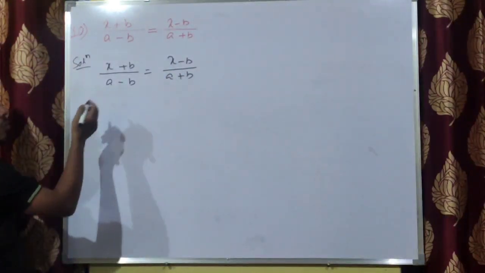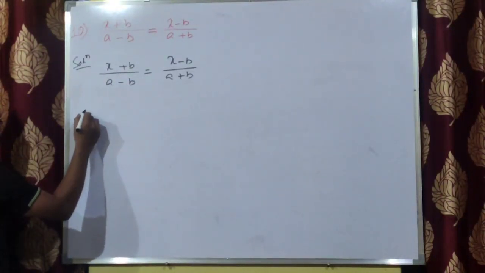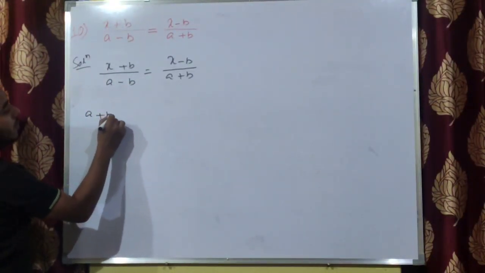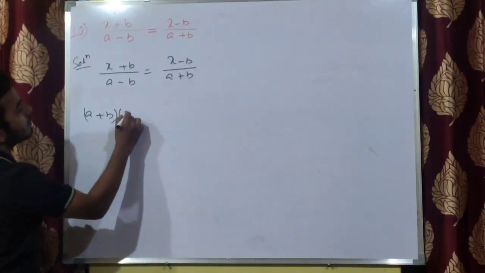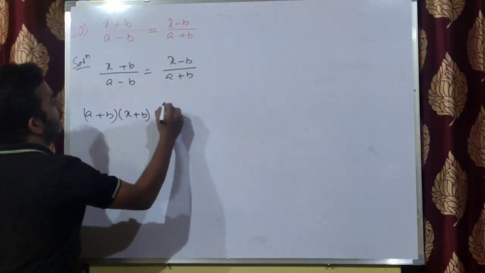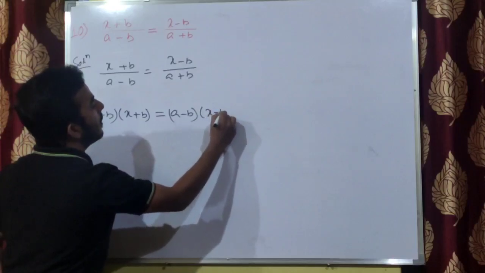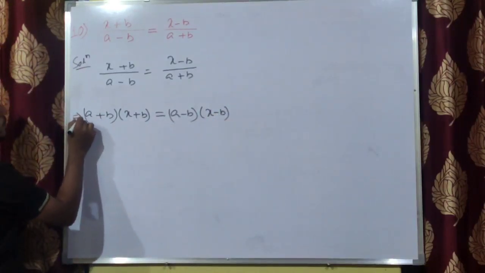So we will solve this with cross multiply. We will multiply numerator with denominator. So it will be a plus b multiply x plus b, then equal sign, a minus b multiplied with x minus b.